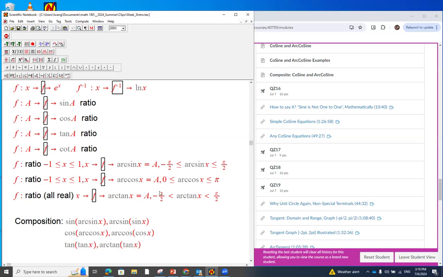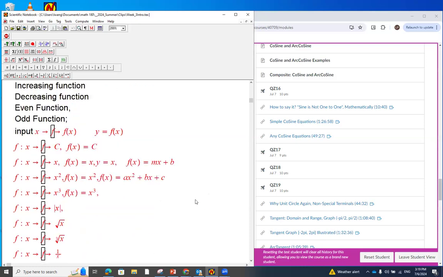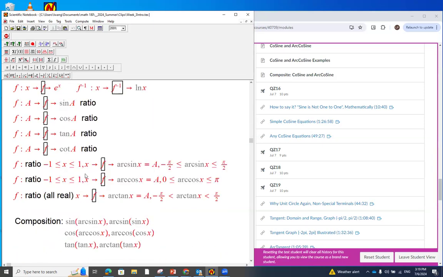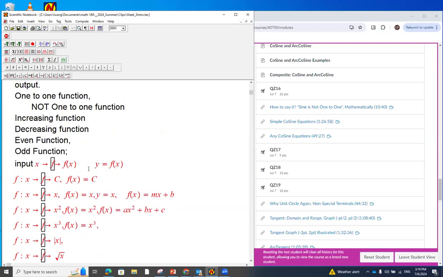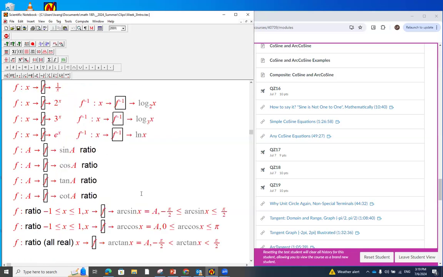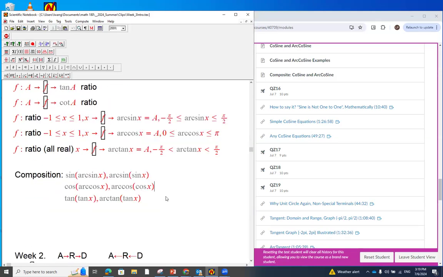Okay. So these are the major parts of the functions, and they all fall into the rules, as we mentioned. These are all functions. Some of them are one-to-one, some are increasing, some are decreasing, some are even, some are odd. So these are the rules we have studied.